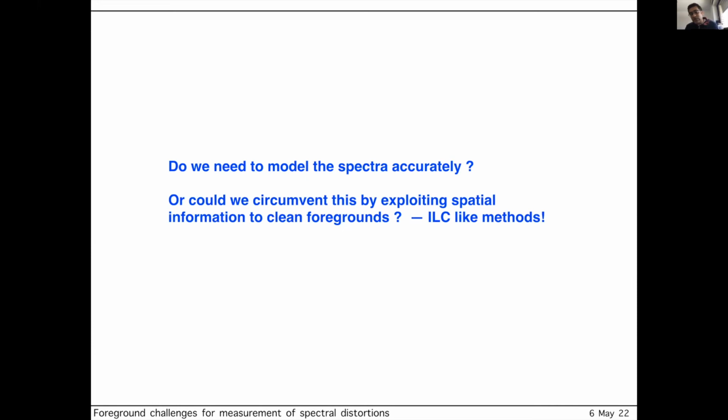Because we know that foregrounds are spatially varying, but our signal is actually constant. So just like for the CMB anisotropy measurements, where variance minimization helps in mitigating foregrounds, the question is, can you do the same thing here and not have to model all the spectral degrees of freedom of the data, and get away with some kind of variance minimization technique?